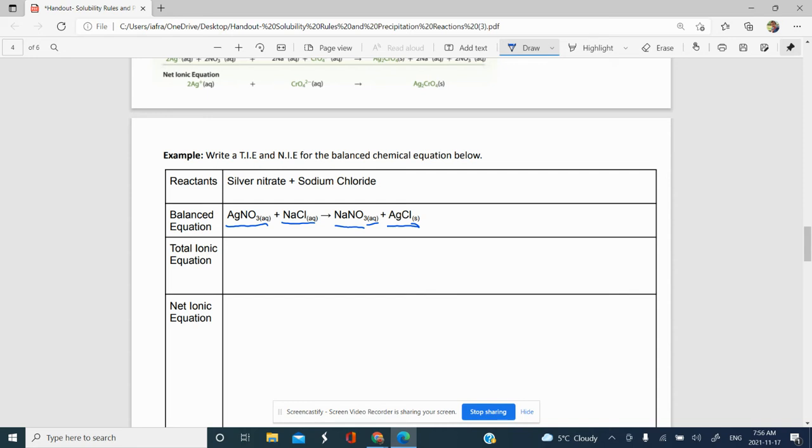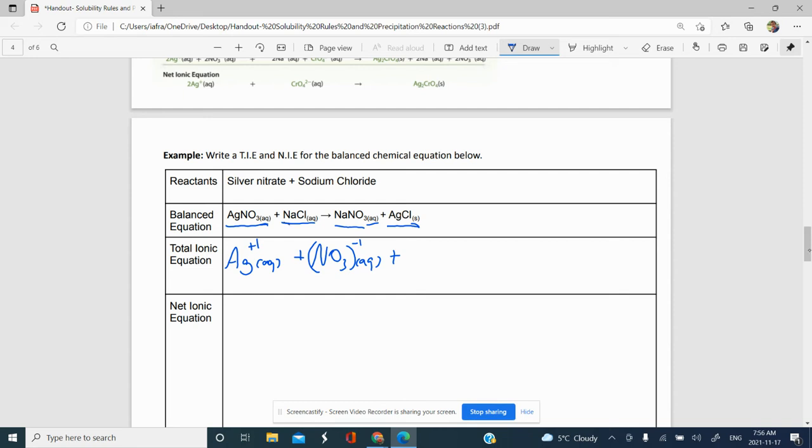So what we're going to do now is we're going to write a total ionic equation. We're going to separate all the aqueous ones, anything aqueous, into its ions. So we have Ag and NO3. Ag is plus, and it's dissolved in water, so we put aqueous to show that. NO3, that you need to remember from your polyatomic ions, is -1. So I'll put +1, -1 there. And that's aqueous as well.